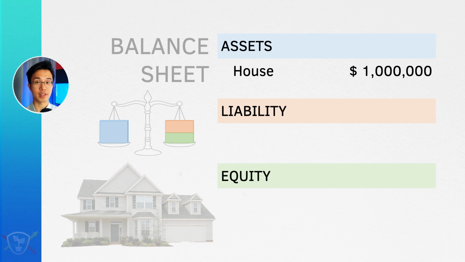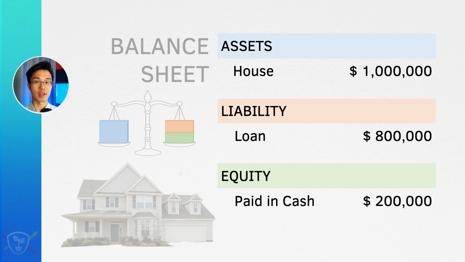Now on the other side of the scale, my liability will be $800,000 because this is the amount that I owe to the bank. That will make the equity portion the remaining $200,000, which I paid for in cash and therefore is officially my ownership of this house.